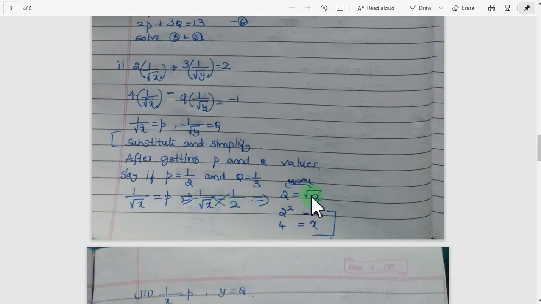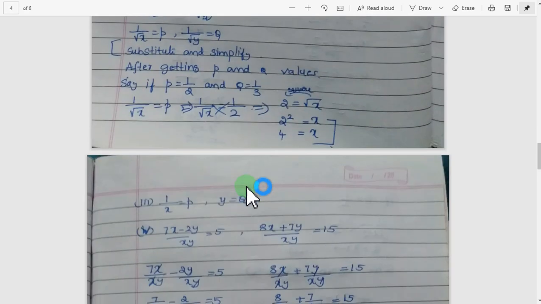How to find the x value? When you take the square root to the other side, it becomes a square. Remember this: plus becomes minus when you take it to the other side of the equal sign, minus becomes plus. Same way, square root becomes a square. So x is equal to 2 square, which is 4. The x value is 4. Same way, you can find the value of y. The y value will be 9.